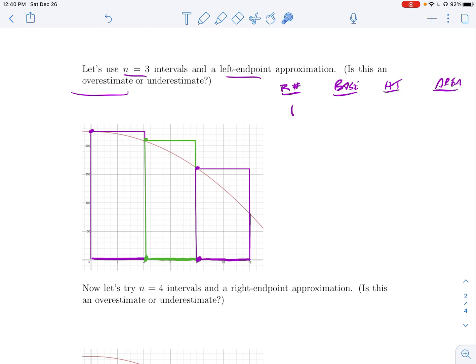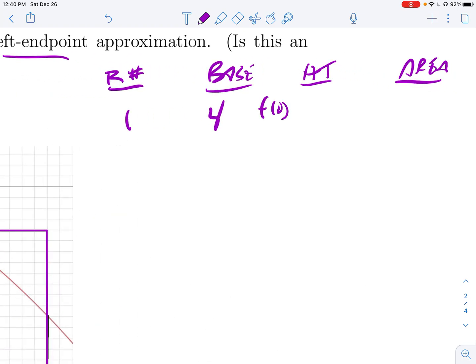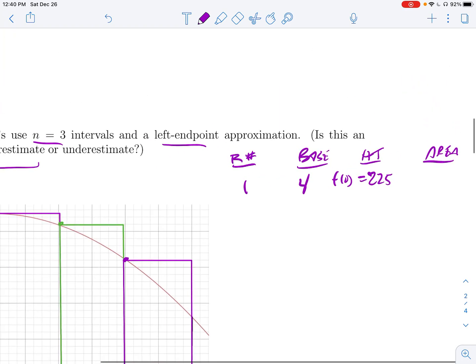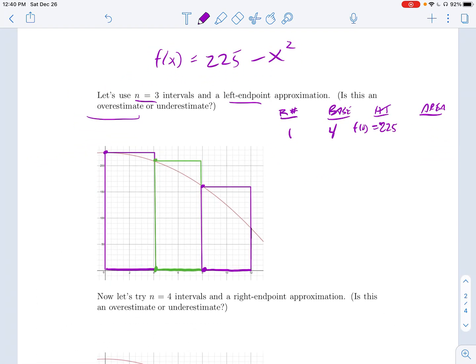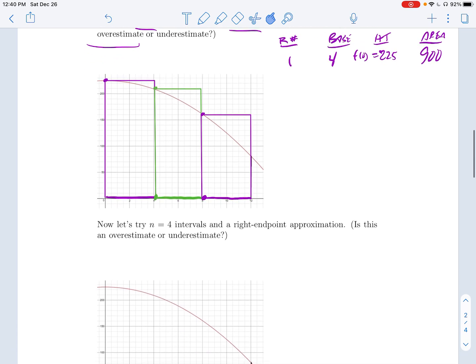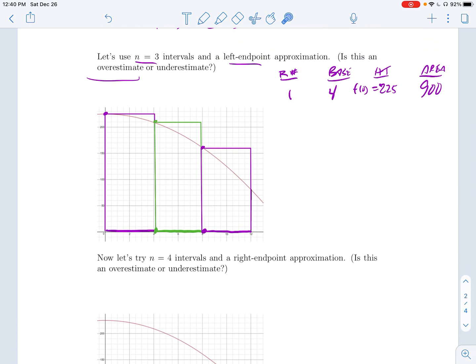So rectangle number 1, its base is 4 units wide. What's the height? The height was however tall the graph was at 0. So that would be f of 0, which is 225. I'll just remind you that the graph was 225 minus x squared. So the area of that first rectangle is base times height. 4 times 225 is 900. And remember, the scale here is very different. This rectangle is 4 units wide and 225 units tall, even though it doesn't look like that.